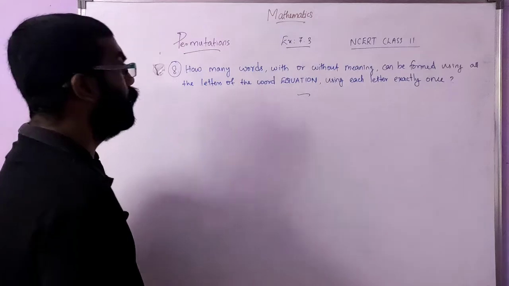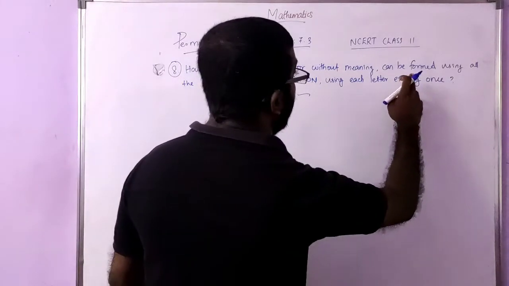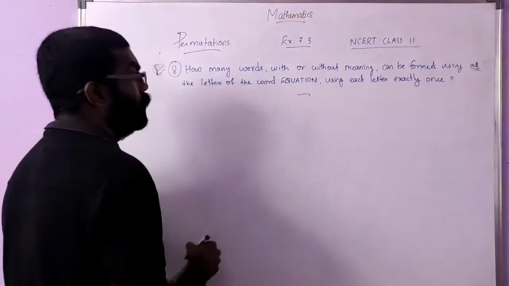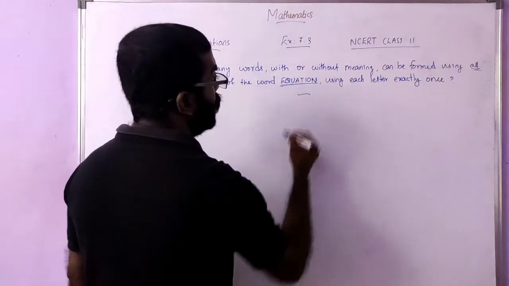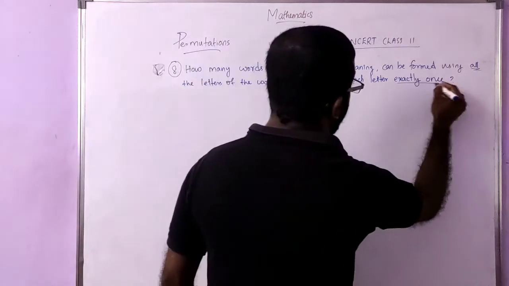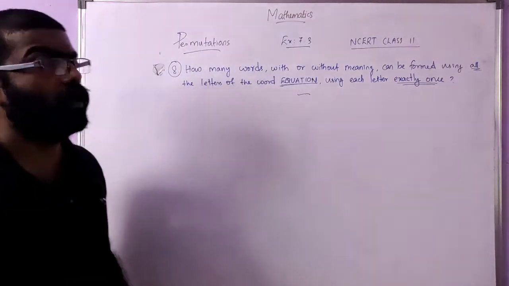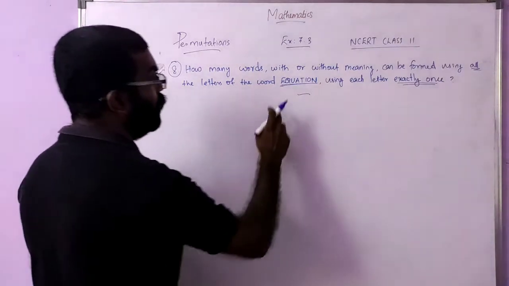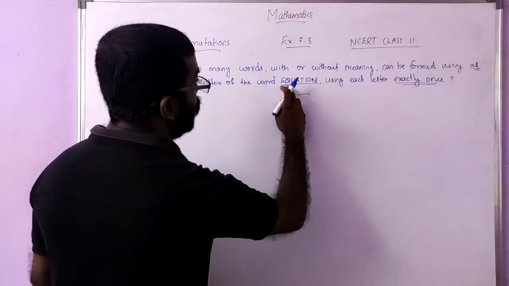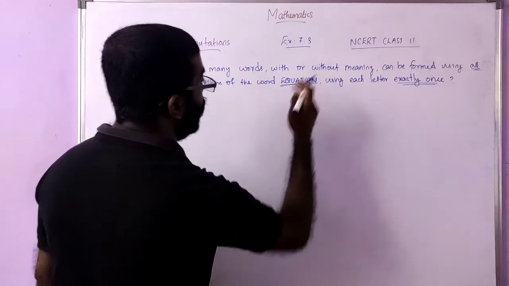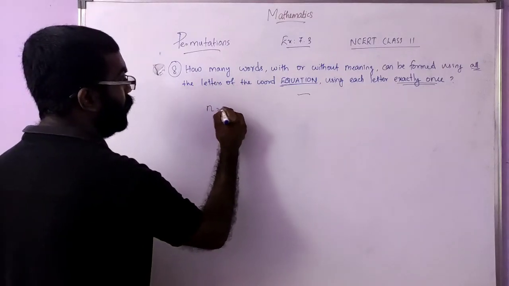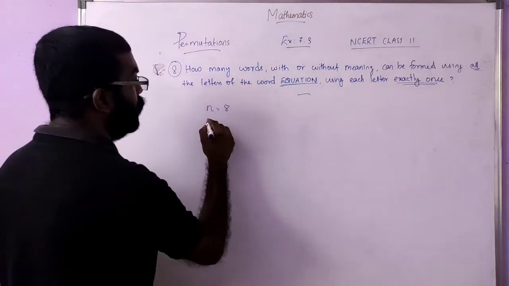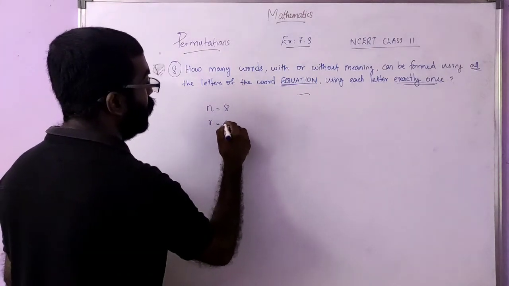Here the question is, how many words with or without meaning can be formed using all the letters of the word equation using each letter exactly once. That means repetition is not allowed and we have to use all the letters. First of all, we can count the letters of the word: 1, 2, 3, 4, 5, 6, 7, 8. That means n is equal to 8 and at a time we have to use all the 8 letters. So r is also equal to 8.